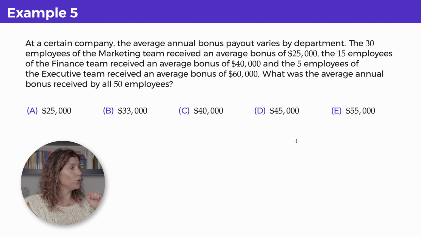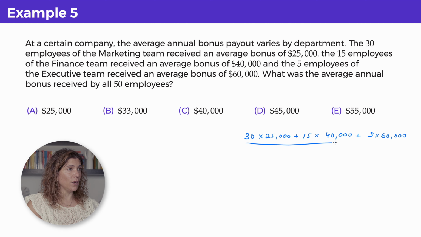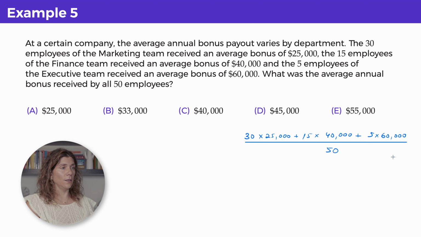You could have two different strategies here. One is to do the calculations. So you have 50 employees, 30 received 25,000, so 30 times 25,000. Now you have 15 receiving 40,000 and you have 5 receiving 60,000. Now you just do this calculation and then you divide by the total number of employees, that is 50. You can do this approach.